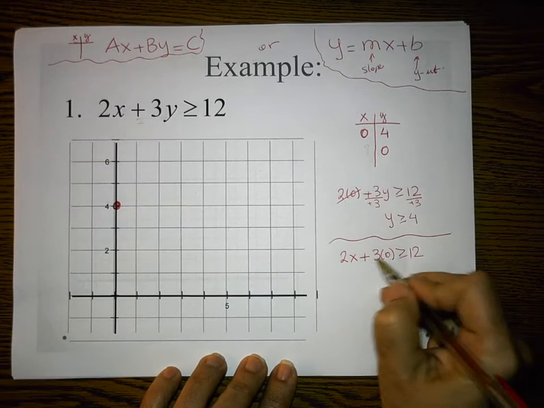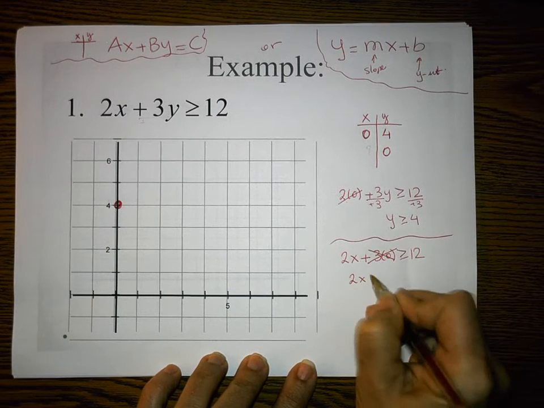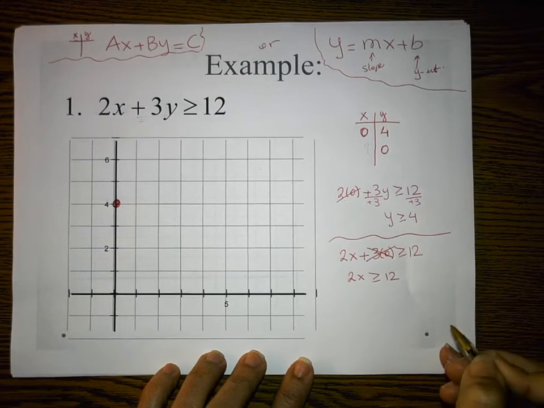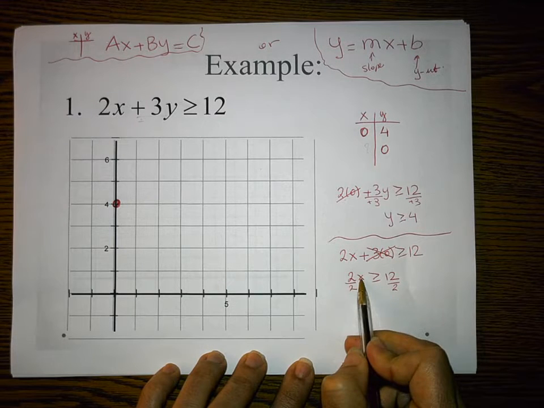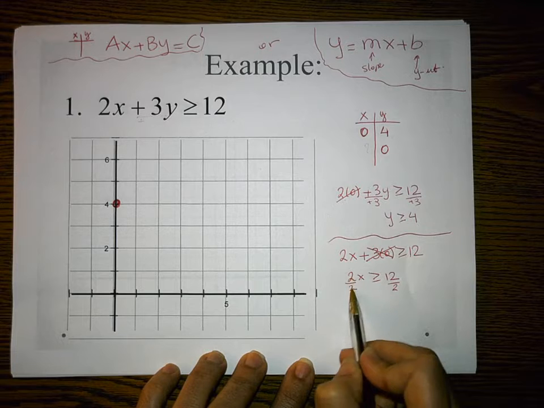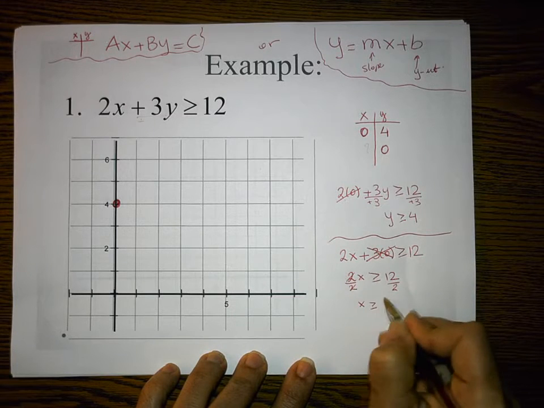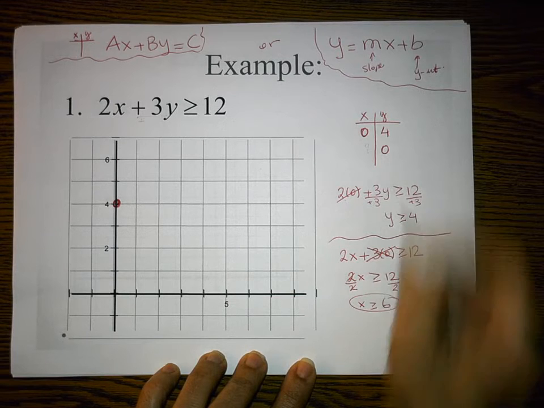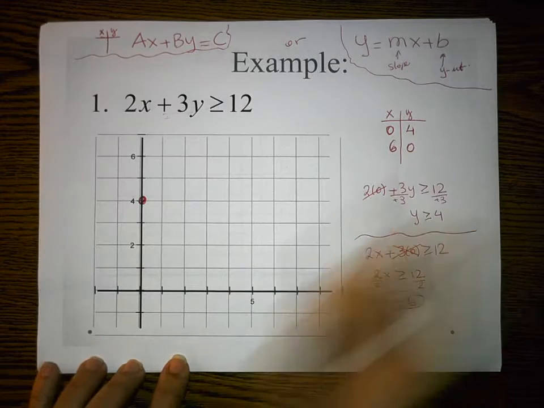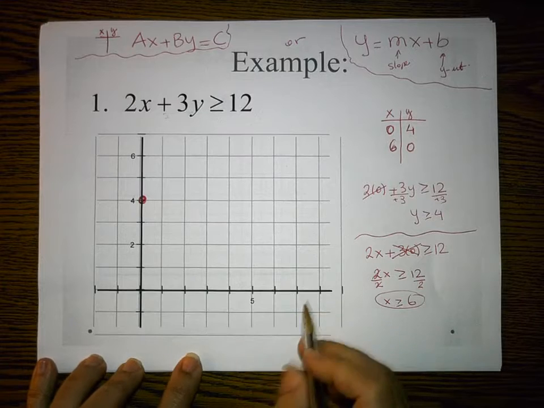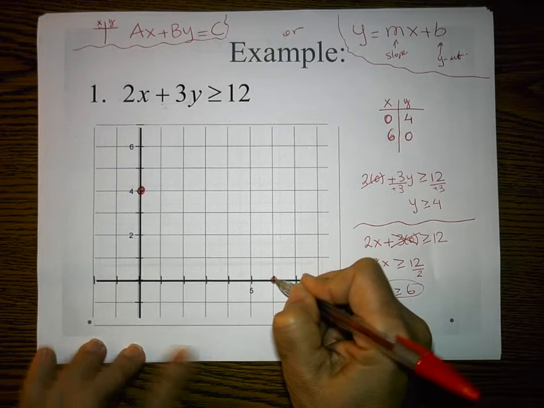Well, 3 times 0 is 0, so this is gone. So I just have 2x is greater or equal to 12. If you divide both sides by a positive 2, because this is saying 2 times x, and the opposite of multiplication is division, then I get x by itself is greater or equal to 6. There we go. Now I know that I should go to 6 for x, 0 for y. Well, this is 6 for x right here. That's 5, that's 6. And 0 for y means I don't go up or down.